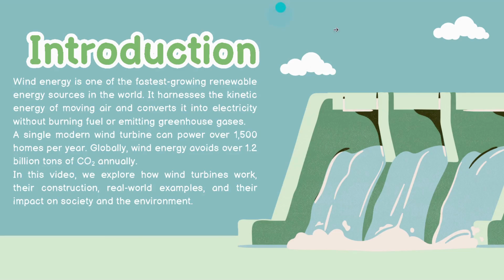Wind energy is one of the fastest growing renewable energy sources in the world. It works by harnessing the kinetic energy of moving air and converts it into electricity without burning fuel or emitting greenhouse gases. A single modern wind turbine can power over 1,500 homes per year. Globally, wind energy avoids more than 1.2 billion tons of carbon dioxide annually.